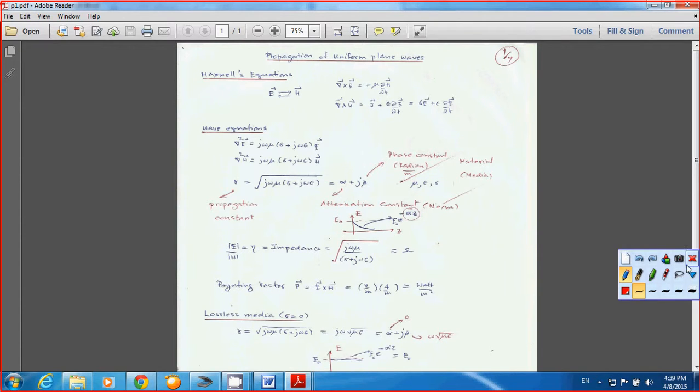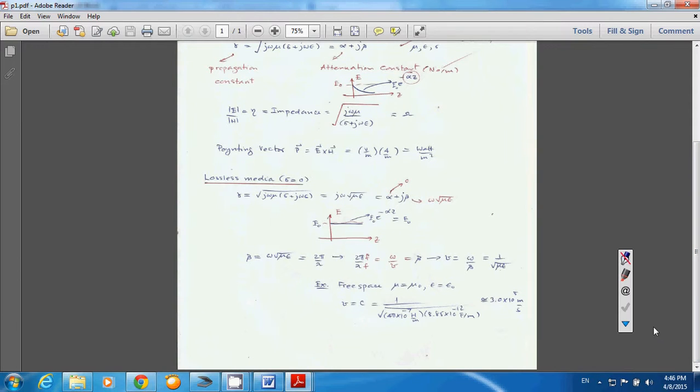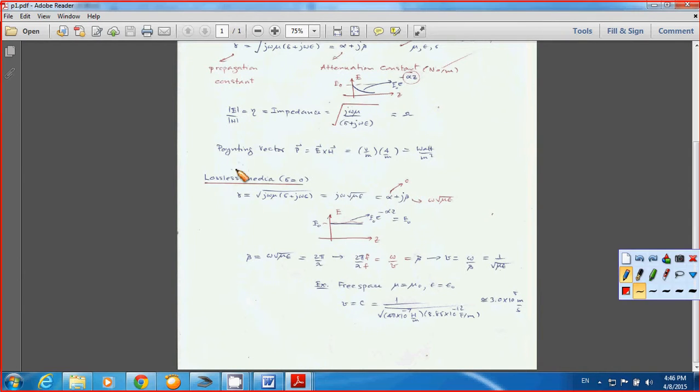Okay, now let's take a look at the simple system. When you have the lossless media, that means your sigma equals 0. You have no loss in the material at all. So from your propagation constant gamma equal to the square root of j omega mu multiplied by sigma plus j omega epsilon, when your sigma equals 0, your gamma becomes j omega square root mu epsilon.